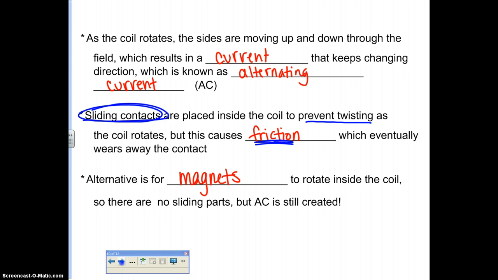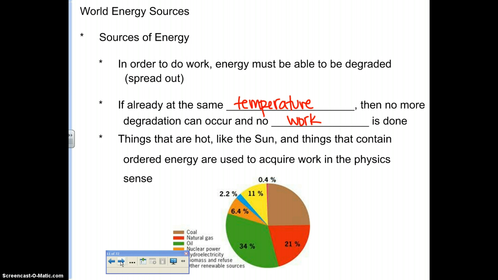Because there's going to be some wear and tear on that, it's not going to be 100% efficient. So an alternate way of doing this is by using magnets. Like MRIs, for instance, there's a lot of magnets in there, but AC is still created, which is good. You do want that.